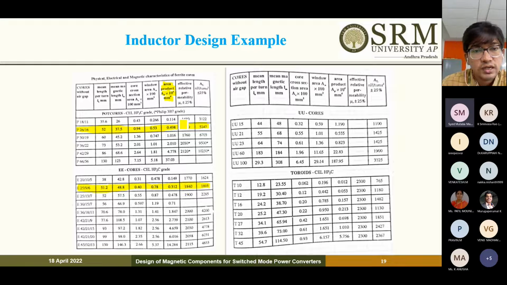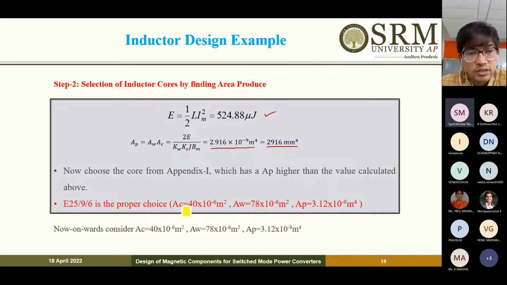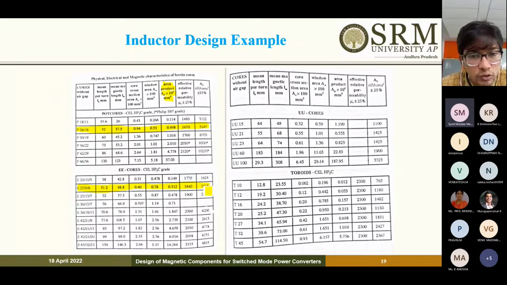Now instead of this, I am going with this one, because P26 by 16 is a larger size than this one, and anyhow this is suitable for my design. I am going with E25 by 9 by 6. So the core will be E25 by 9 by 6. For this particular core, we need to know how much is the core area and how much is the window area. This is the core cross-sectional area.